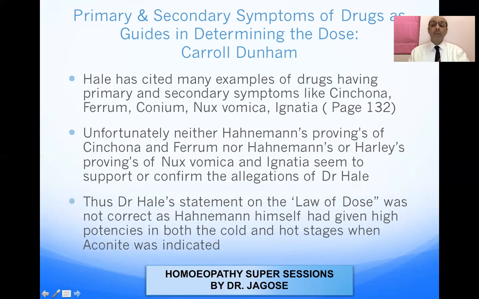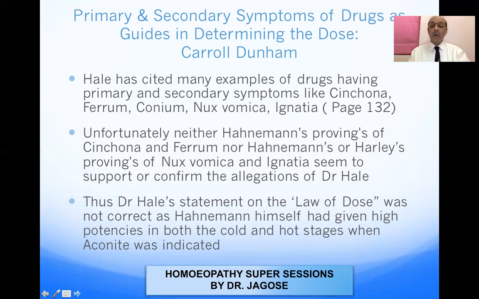Hale has cited many examples of drugs having primary and secondary symptoms like cinchona, ferrum, conium, nux vomica, ignatia. For further reference, you can refer to the book, page 132. Unfortunately, neither Hahnemann's provings of cinchona and ferrum, nor Hahnemann's or Harley's proving of nux vomica and ignatia seem to support or confirm the allegations of Dr. Hale. So whatever Dr. Hale had said wasn't correct, because no proof was there either from Hahnemann's proving of cinchona and ferrum or the provings of even Harley's, which supported Dr. Hale's allegations or claims.